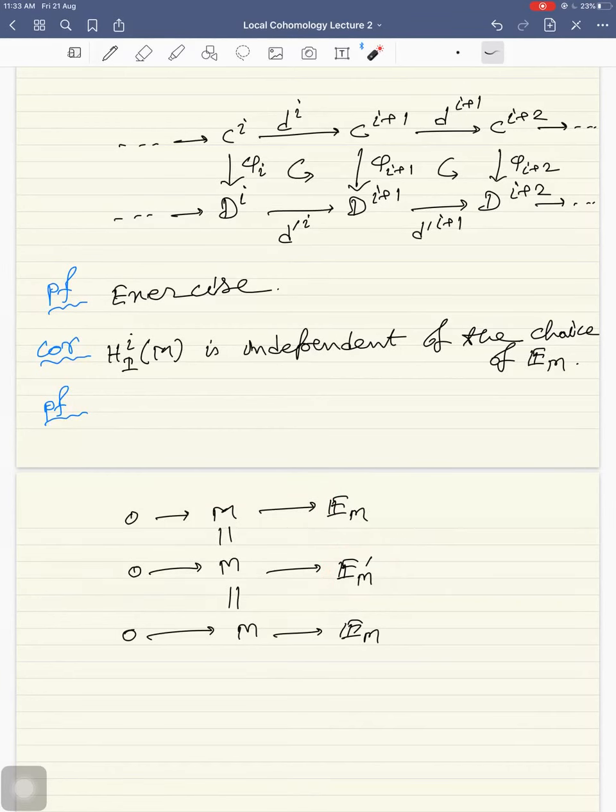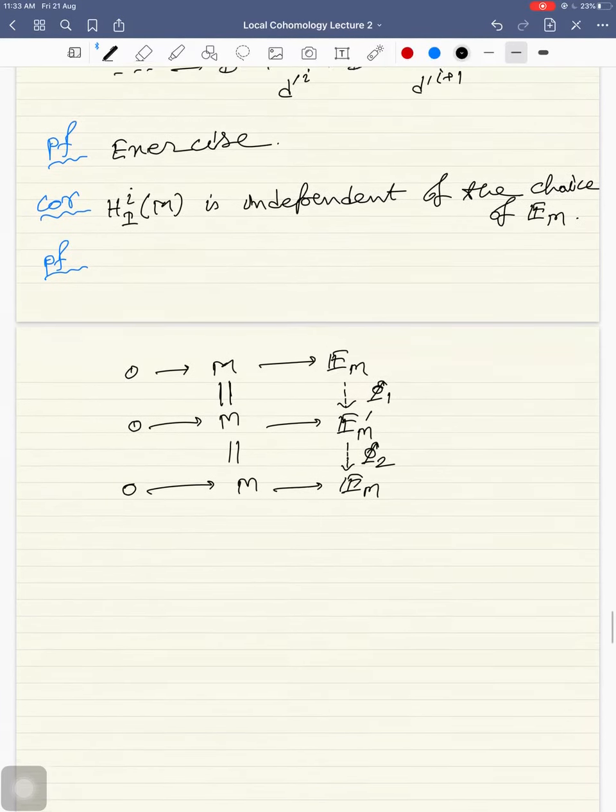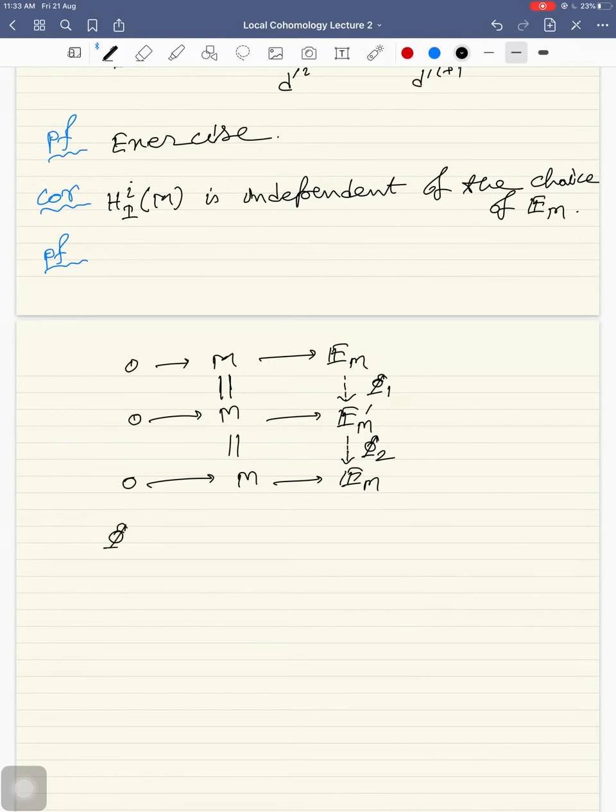So up to isomorphism you will get the same object or the same module. Yeah. So here is the proof. We know that in this case you can always lift this identity map from M to M to a quotient map phi1, and here you can lift it to a quotient map phi2, and you know that phi2 composed with phi1 is homotopic to the identity map on M.